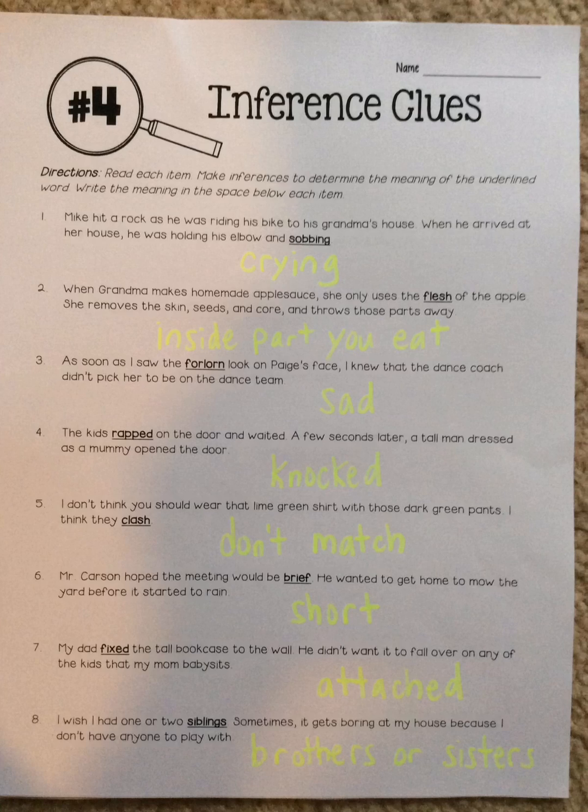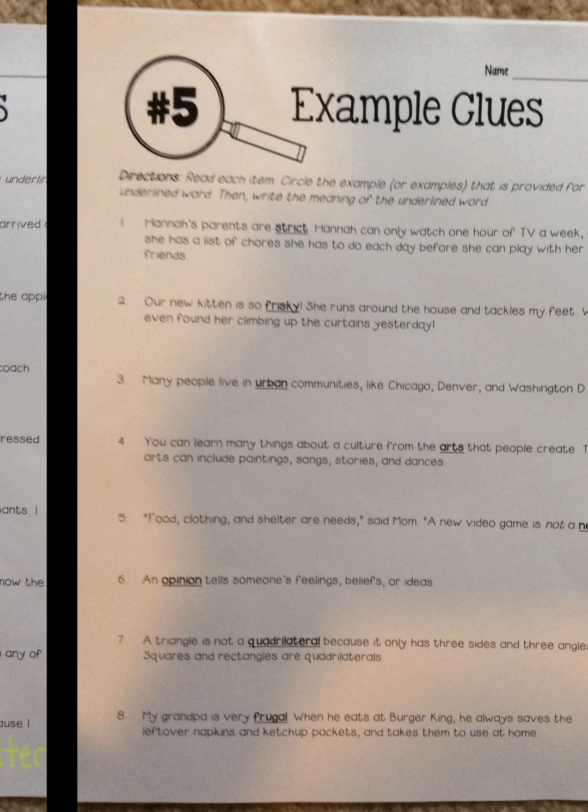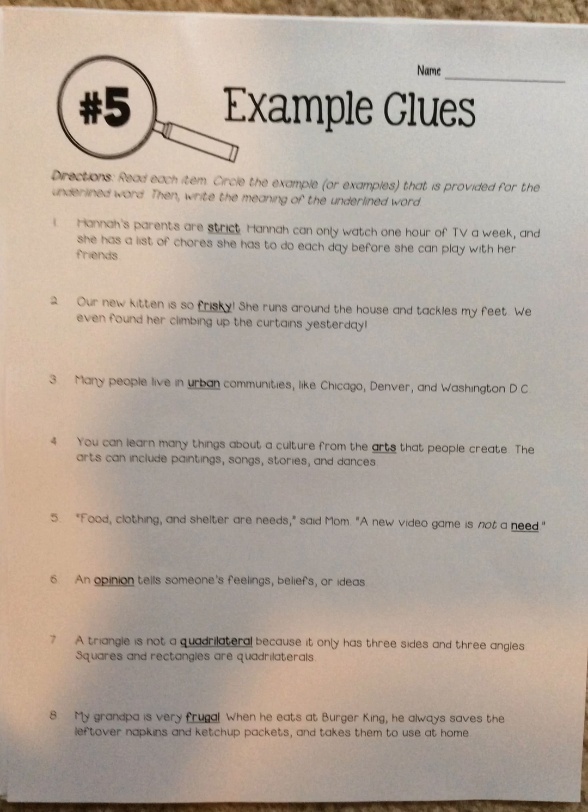sisters. All right, boys and girls, we're now ready to move on to our last worksheet with our context clues, and this is going to be focused on example clues. So you are to read each item, circle the example or examples that are provided for the underlined word, and then write the meaning of the underlined word. So we need to circle and write the meaning.